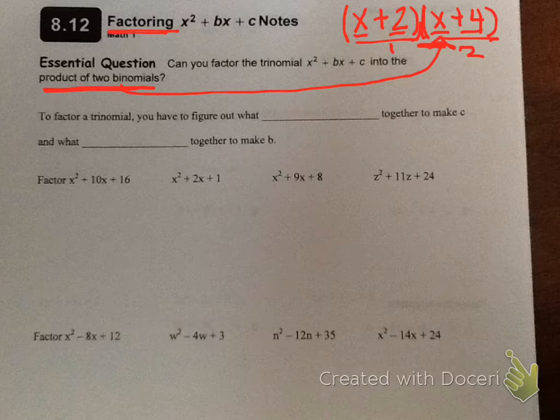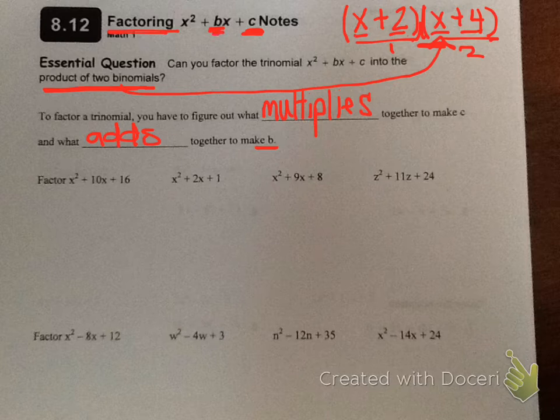To factor a trinomial, you have to figure out what multiplies together to make your C value and what adds together to make your B value. So really, as long as you have a 1 in front of the x squared, which today we're only going to have, we're looking to see what adds to make B and also what multiplies to make C.